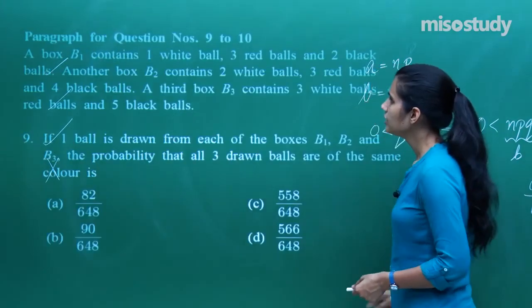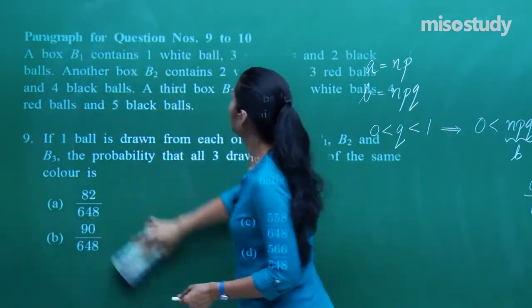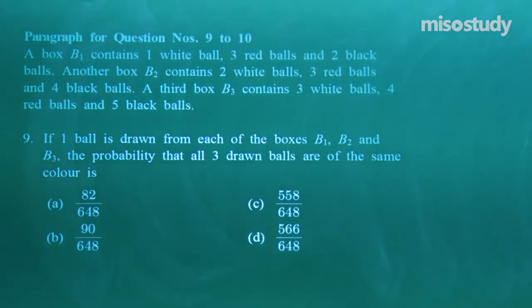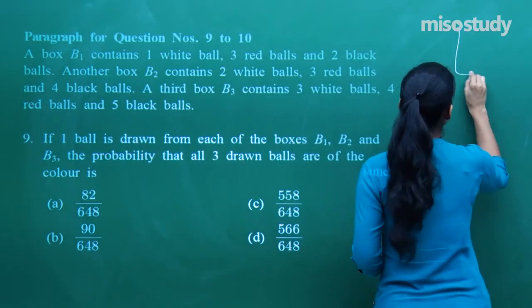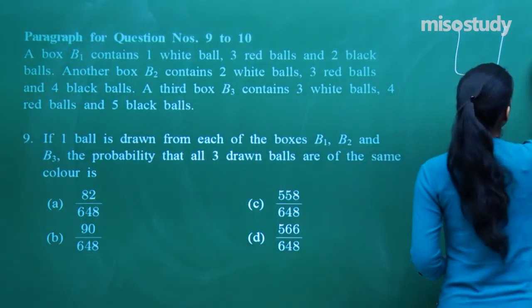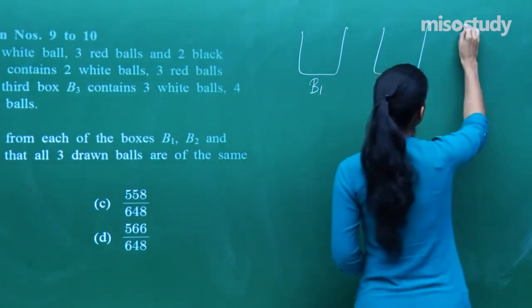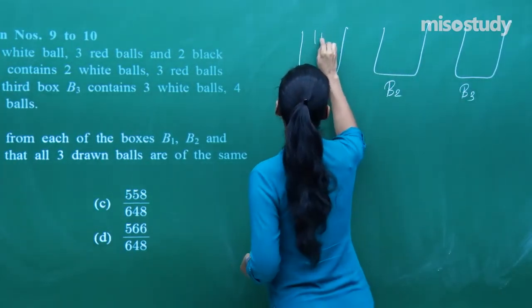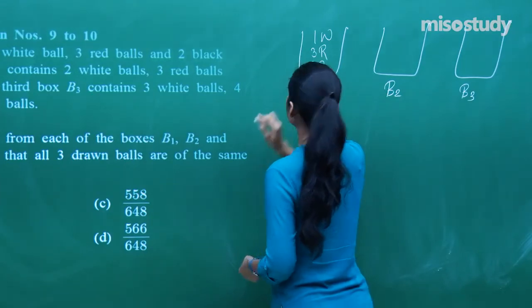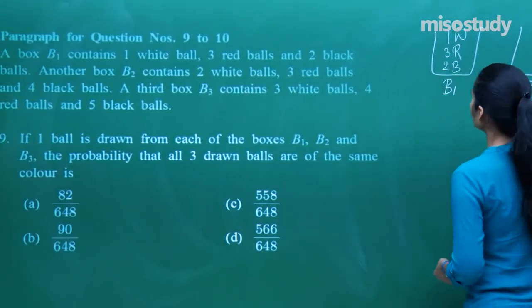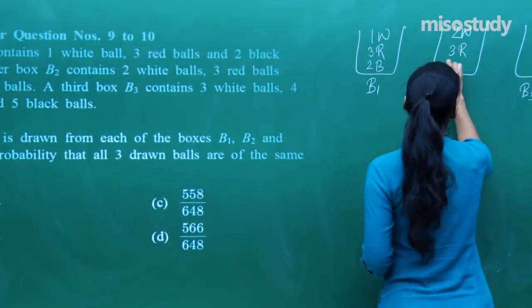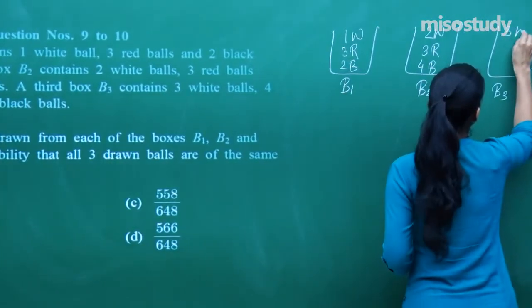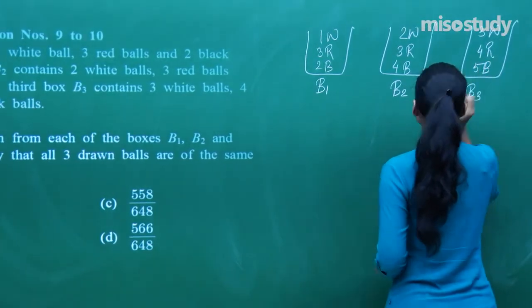Moving on to the next, we have a box B1 which contains 1 white ball, 3 red balls. So let's try to incorporate this setup nicely. What is it that we have? There is a box B1, then there is a box B2, and there is this B3. B1 has 1 white, 3 red and 2 black. Then B2 has 2 white, 3 red, 4 black. And then B3 has 3 white, 4 red, 5 black.